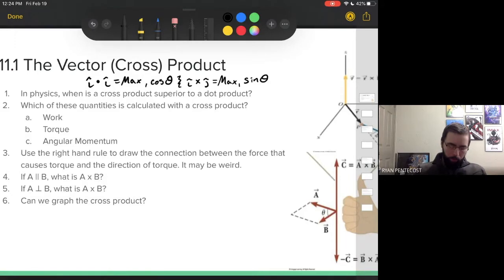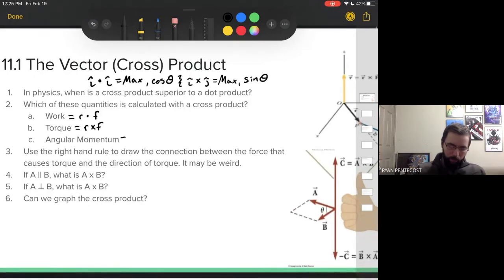So for example, which of these quantities is calculated with a cross product? Well, work, that is a dot product. That is R dot F. Torque is a cross product. That is R cross F. And angular momentum is a cross product as well. That is R cross momentum. So we've got one that's a dot, and then we've got two that are cross products.